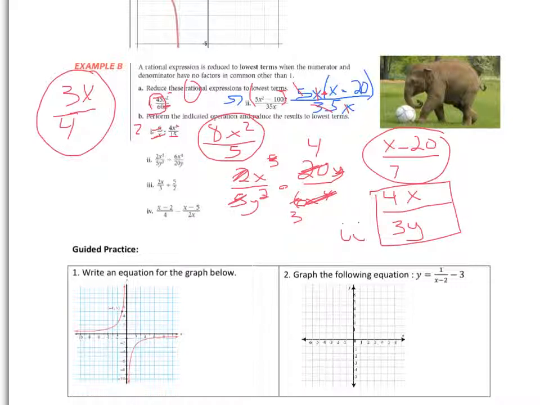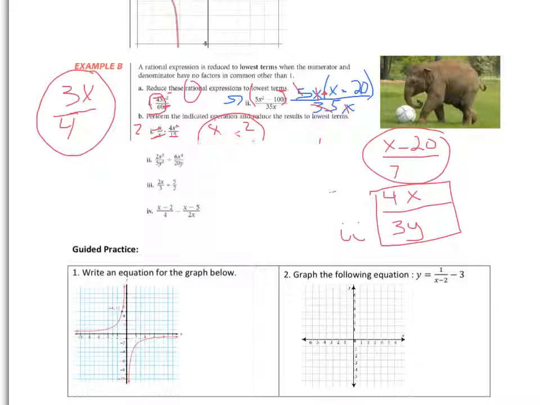Let's take a look at, let's kind of clear this up a little bit. We're going to have to do a little math here.